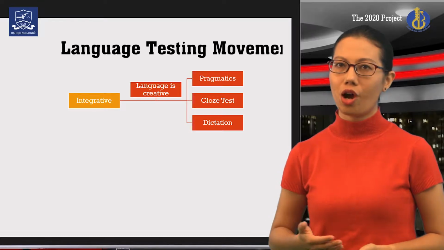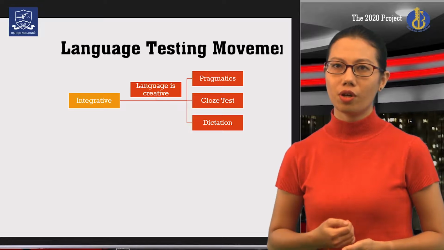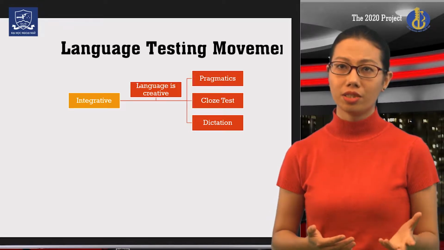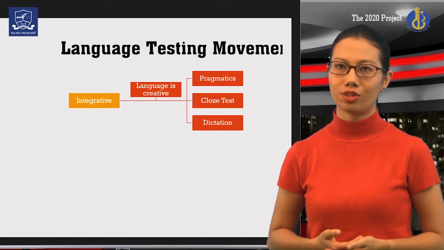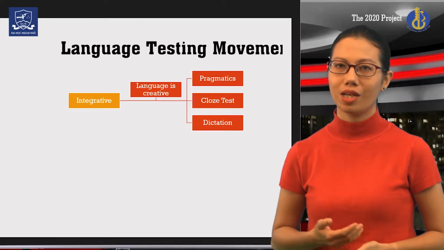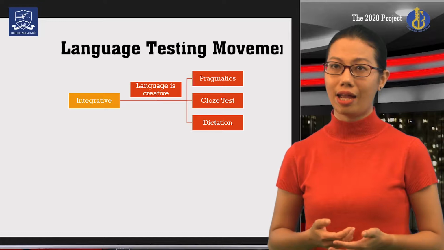It led to further arguments for the benefits of integrative tests with regard to pragmatics, the ways that linguistic and extra-linguistic elements of language are interrelated and relevant to human experience. Tests typical of this movement were the cloze test and dictation.